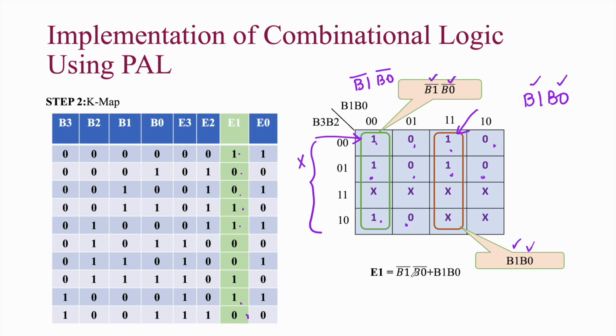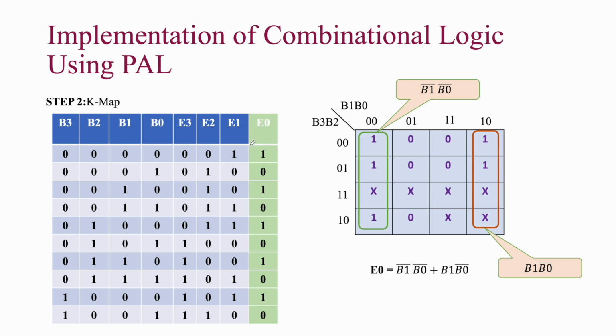So E1 equals B1 bar B0 bar as one term, plus B1 B0 as a second term. So this becomes the expression for E1. In the same way, let us do it for E0. Same B3, B2, B1, B0, the same 4 variables, but we'll be plotting for E0.